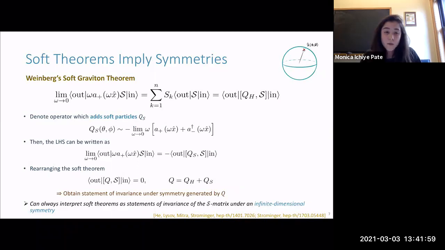So with that interpretation in mind, let us introduce a second operator, which we're going to call QS, whose job in life is simply to add soft particles to the asymptotic state. By doing this, we can write the left-hand side in a similar way as the right-hand side. And by moving both to one side, we find that the soft theorem can be written in this form, and therefore can be interpreted as a statement of invariance of a symmetry generated by a charge Q, which is given by the sum of this QH and QS.